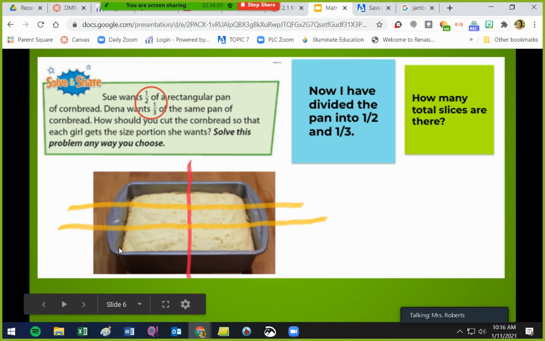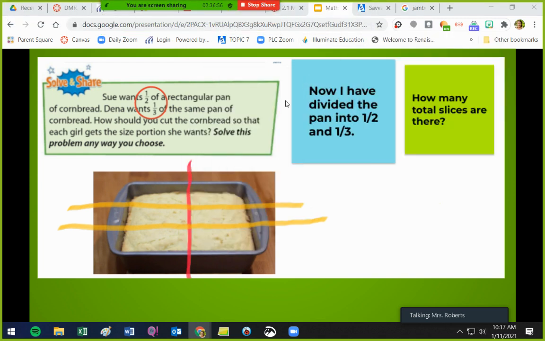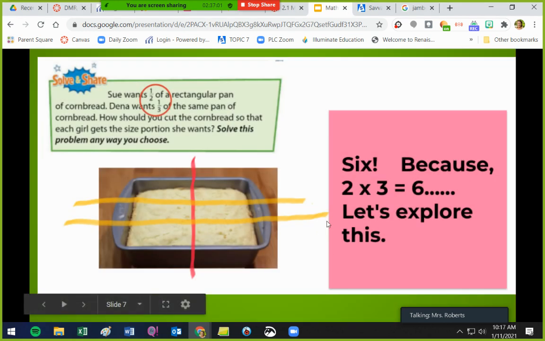So 1/3. Okay, this is going to make more sense as we go along, but I wanted to point out that I can cut it in half going straight down, and then I can cut it side to side. I want you to take a second and look at how many total pieces we have now. Yeah, now we have 6 total pieces, okay? So let's watch what happens. We're going to explore this because 2 times 3 is 6, but how does this work?